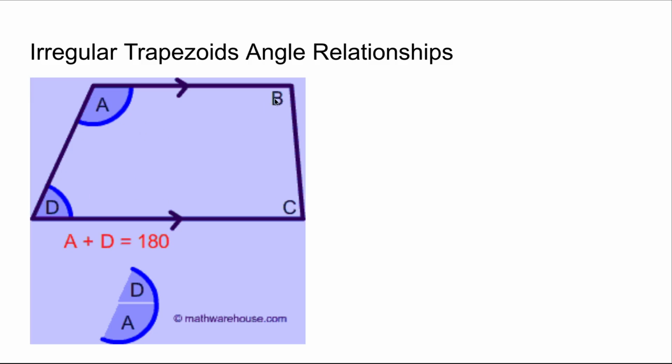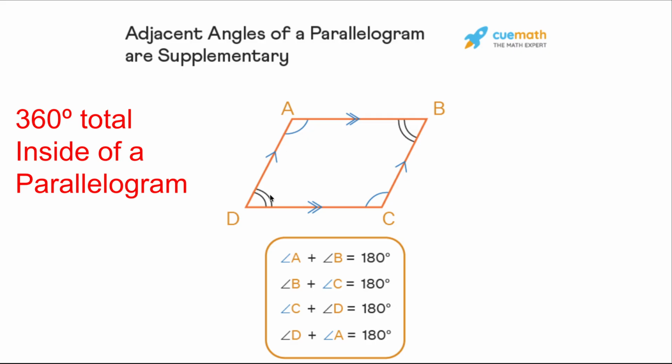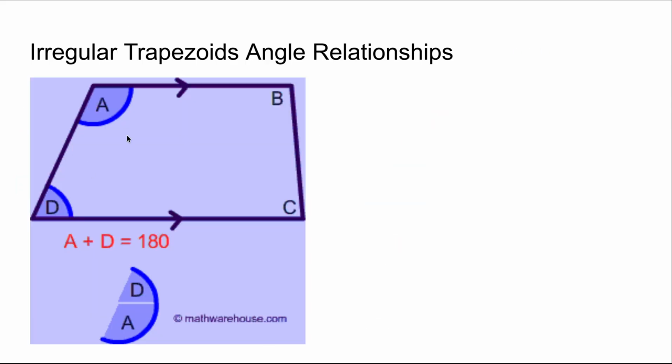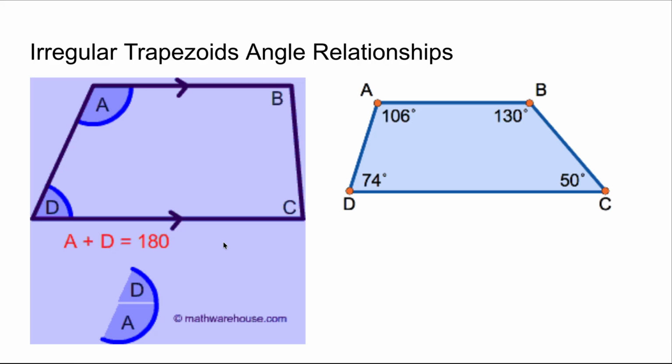But it does have one thing in common with the parallelogram. A and D will add to 180 degrees. They're supplementary angles. And so A and D in this trapezoid are also supplementary angles. Here's another trapezoid just to look at this. Do you see how A and D add to 180 degrees? And B and C add to 180 degrees.